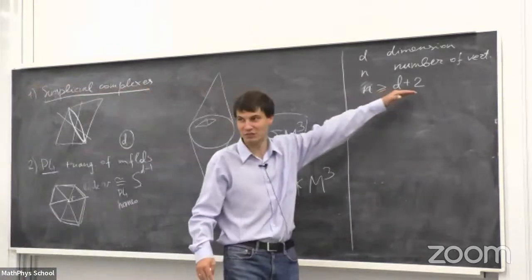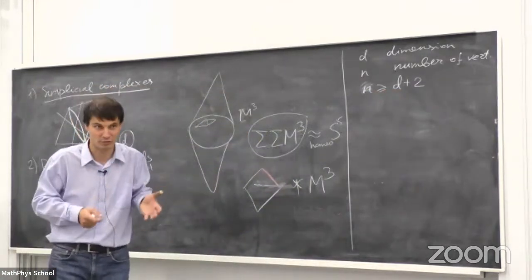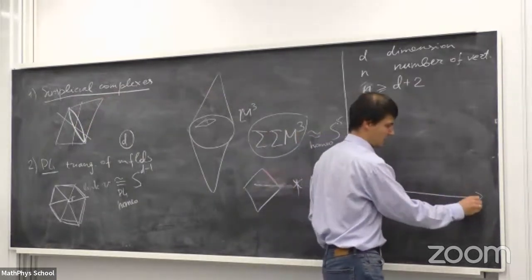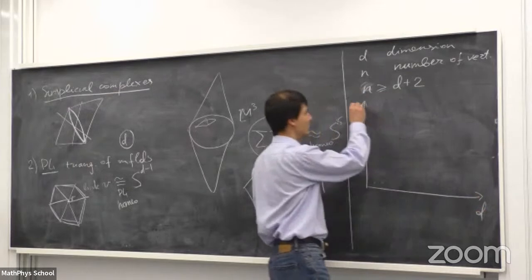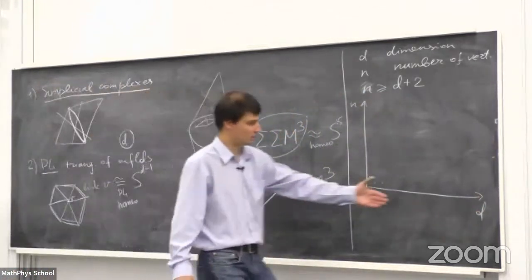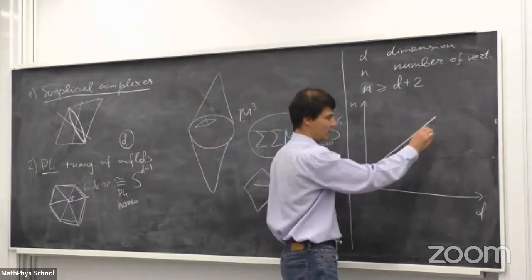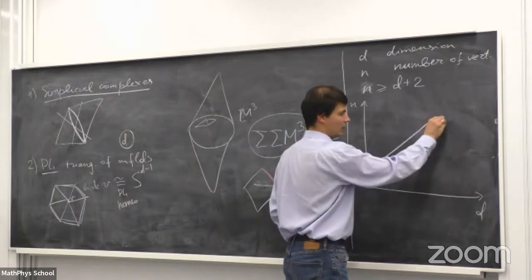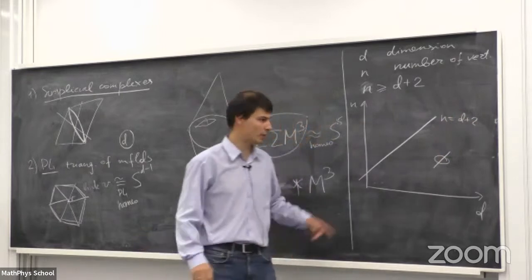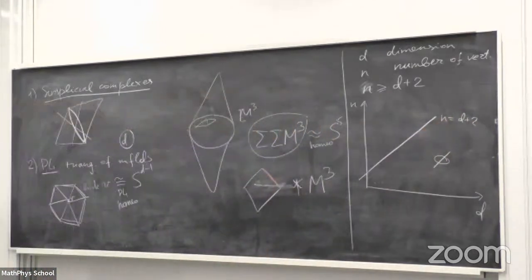This bound is achieved for the boundary of the simplex. So this is the obvious boundary. One can consider such a graph. I put D on this side and N on this, so we have this boundary: N equals D plus 2, and we have nothing here. And we have only boundaries of simplices on this slide.